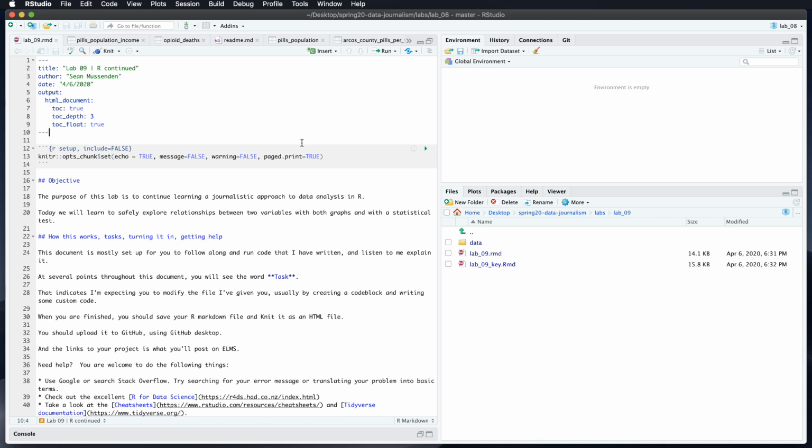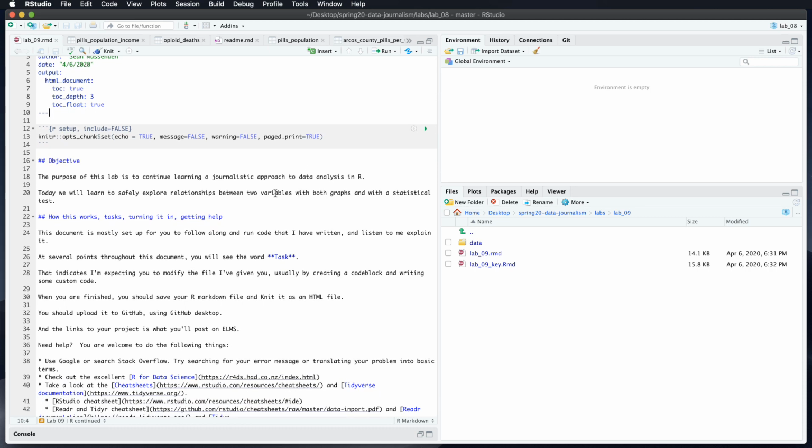Today, we're going to really dig into exploring relationships between two things using both some graphs and some statistical tests and some more basic descriptive statistics.